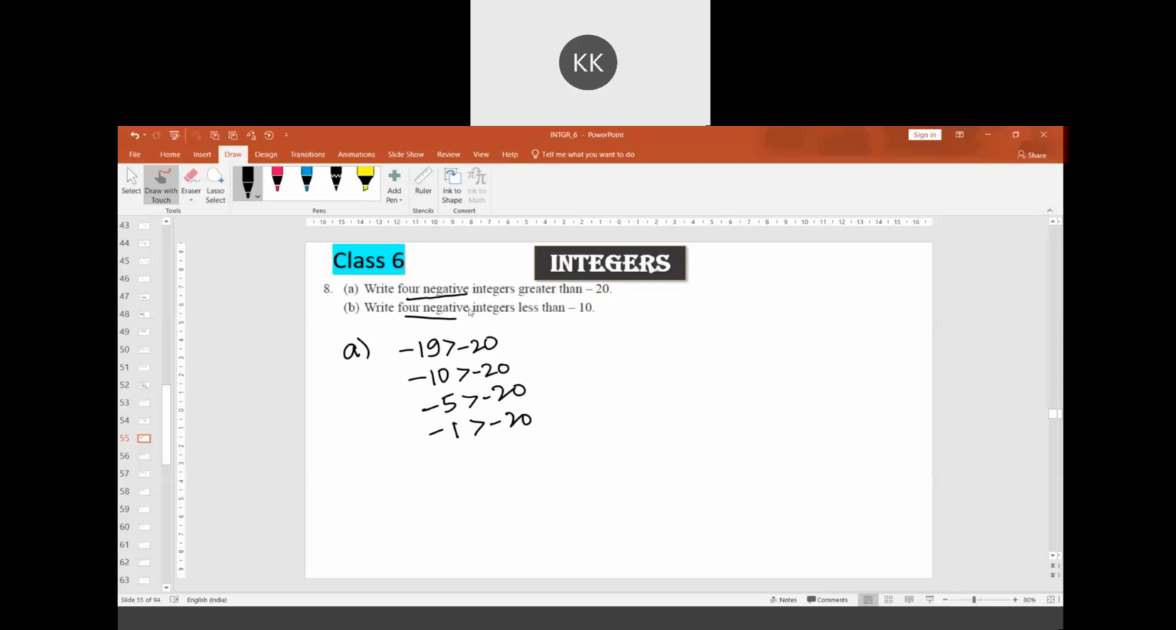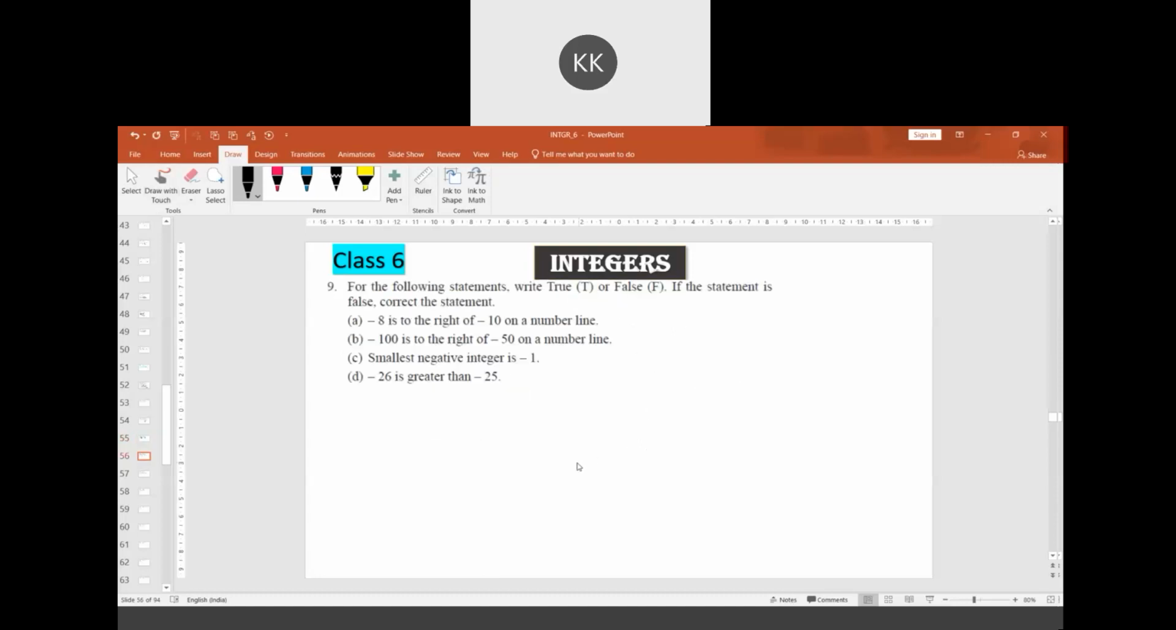The next question is on similar lines: 4 negative integers less than minus 10. Minus 11 is less than minus 10, minus 12 is less than minus 10, minus 13 is less than minus 10, minus 15 is less than minus 10. In this way, we can write many integers.